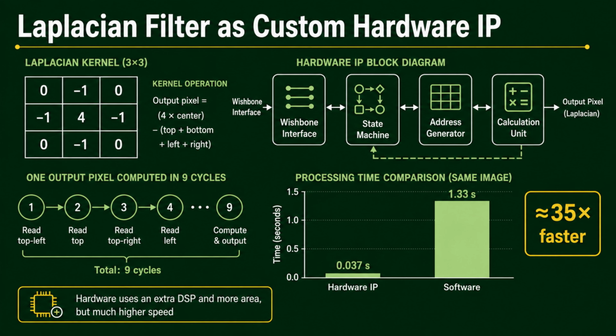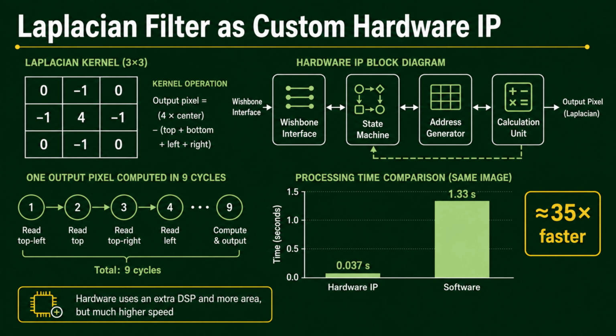Of course, hardware acceleration is not free. The hardware implementation requires additional FPGA resources and an extra DSP unit. But this experiment demonstrates one of the main advantages of FPGA systems. A computationally expensive software algorithm can be converted into dedicated hardware and accelerated dramatically.